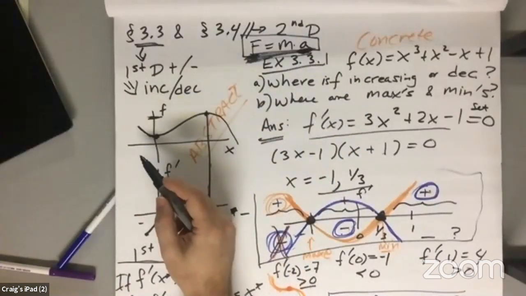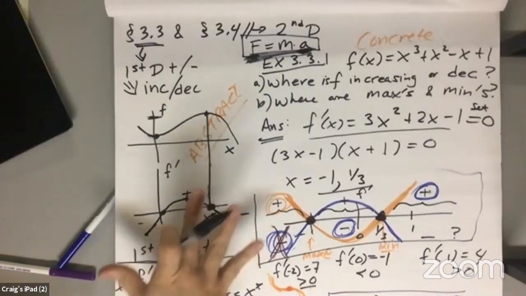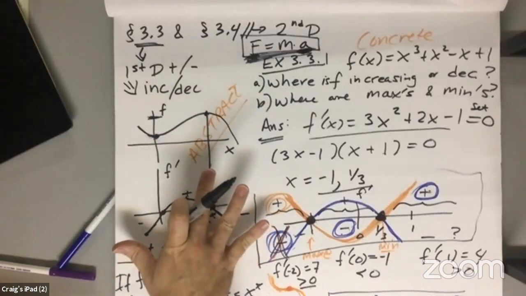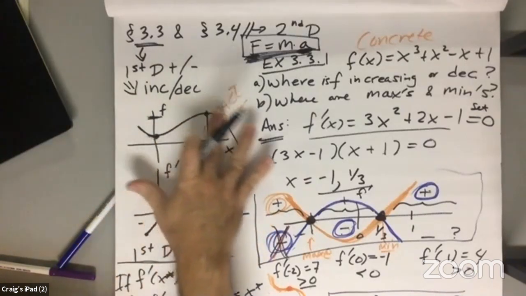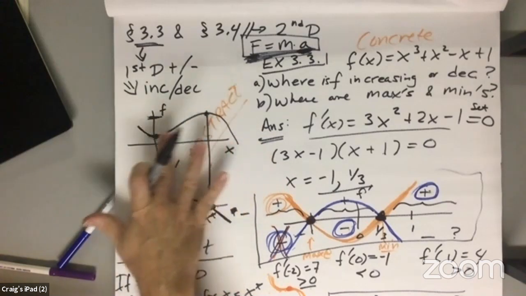So that's the hard part. It's the day we really have to grapple with what is the second derivative. And the first derivative tells us where the function is increasing or decreasing, where it's positive, negative. The second derivative tells us where the first derivative is increasing or decreasing.